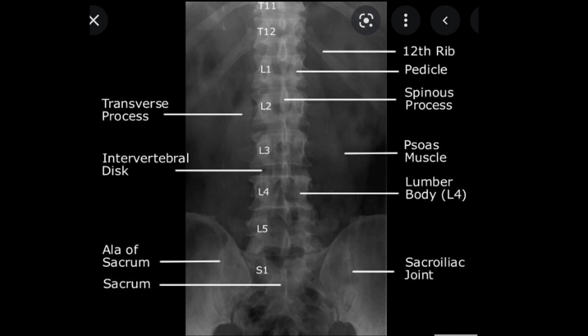So this is how you have a look at the X-ray, AP view. You take this segment. This is the vertebral body, and this is the intervertebral disc space in between the two vertebrae. And you have the two oval structures on both sides. That is called the pedicle, and centrally you have the spinous process. And this is the sacroiliac joint.